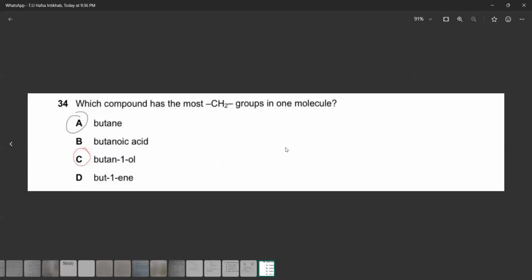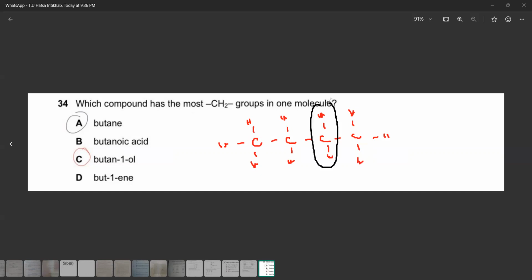Which compound has the most CH2 groups in one molecule? So you can draw the structure to identify. Butane: but means 4 carbon. This will have 3 hydrogens, this will have 2 hydrogen, this will have 2 hydrogen, and this will have 3 hydrogen. So how many CH2 groups are there? One CH2 group, another CH2 group. 2 are there.